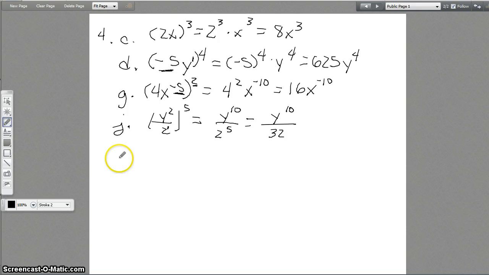And we're going to do one more from number 4, which is part K. Part K is 1 over x to the 6th, and this is raised to the third power.